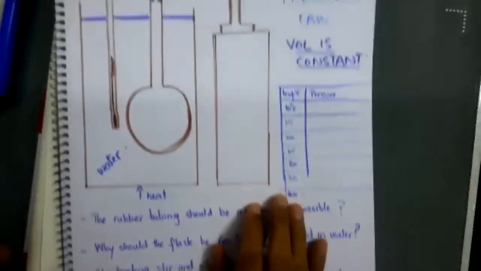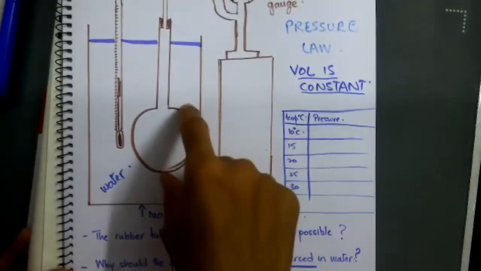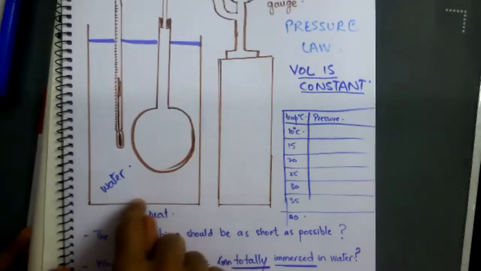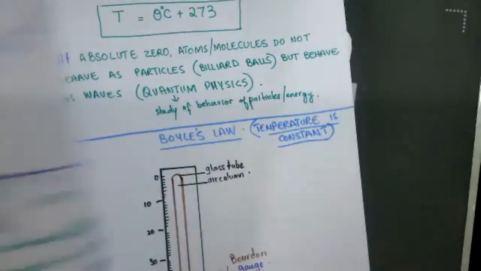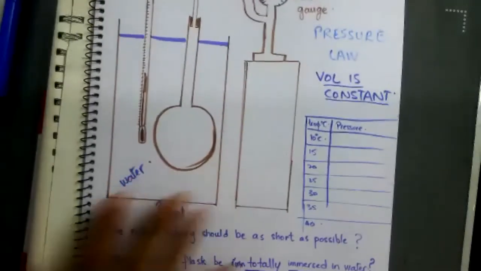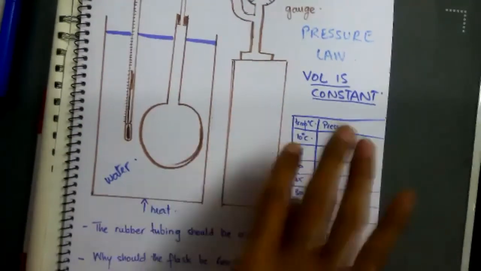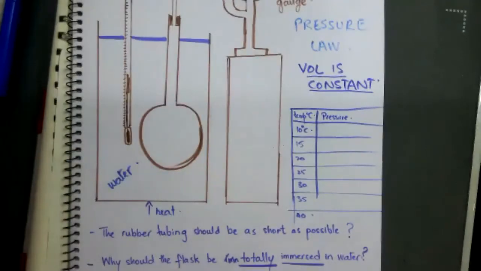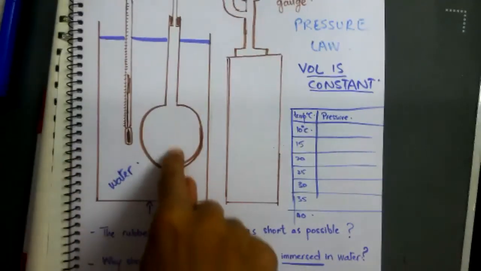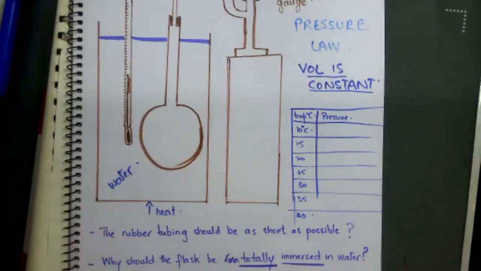So my question is, why is it important for this round bottom flask to be immersed in the water? I know I am out of time, so I will just finish this pressure law and then finish this class. Why is it important for this round bottom flask to be in the water completely?